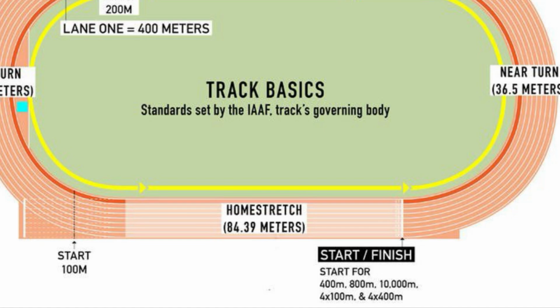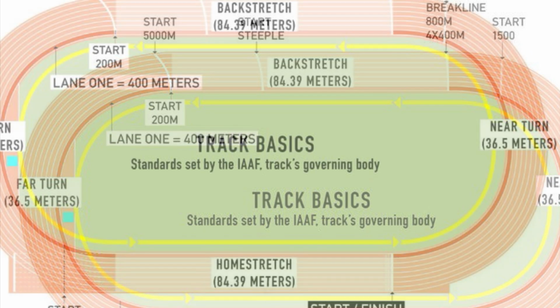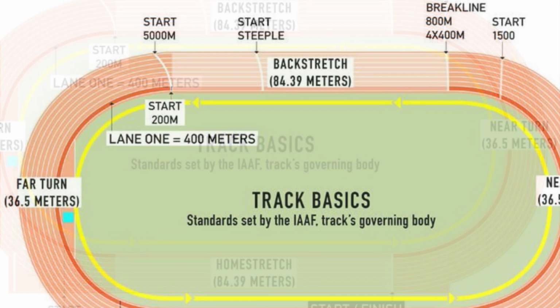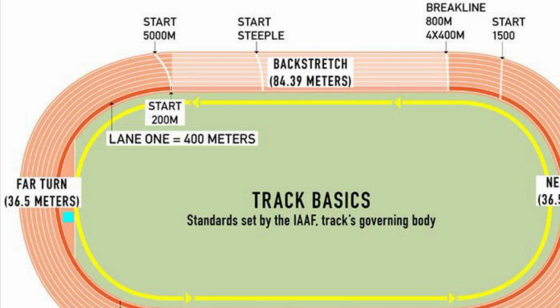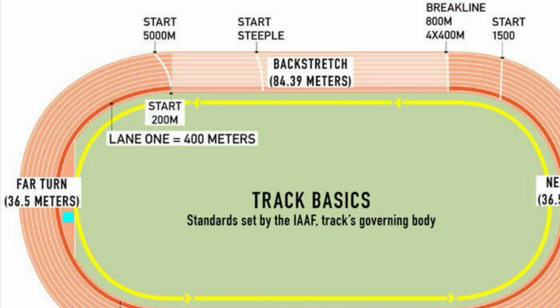A standard track is 400 meters and is oval in shape. There are two straightaways and two semicircle sections in a racetrack. The straightaway where races finish is called the home stretch. The straightaway on the other side of the track is called the back stretch. The first curve is called the near turn and the second curve is called the far turn.